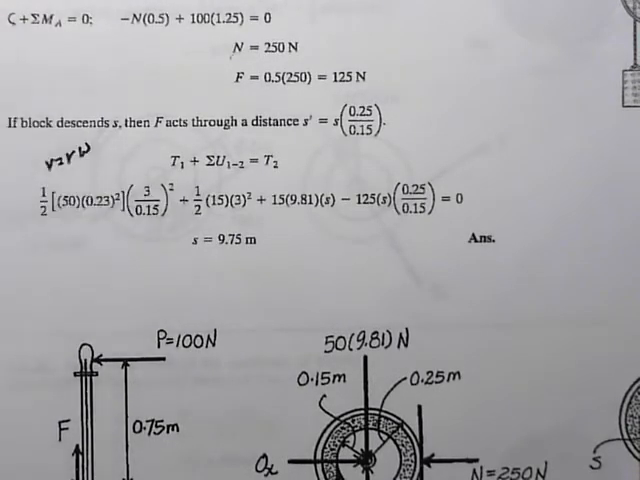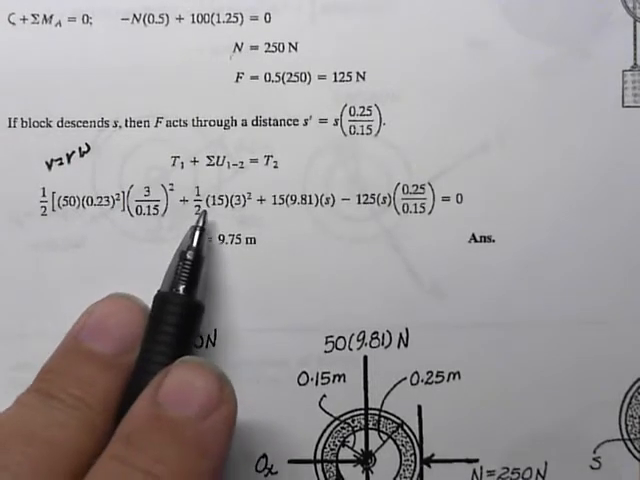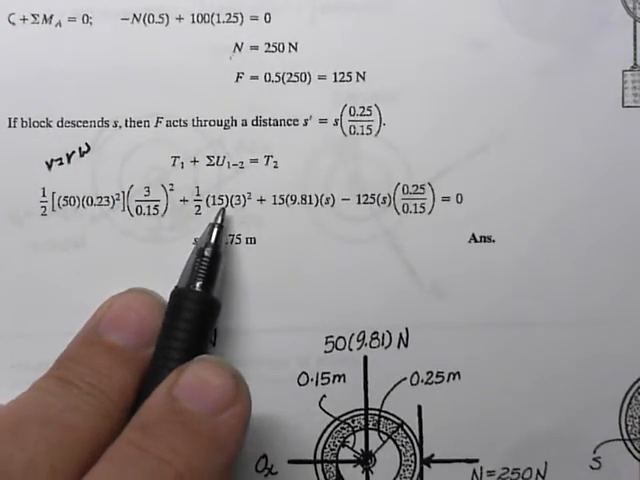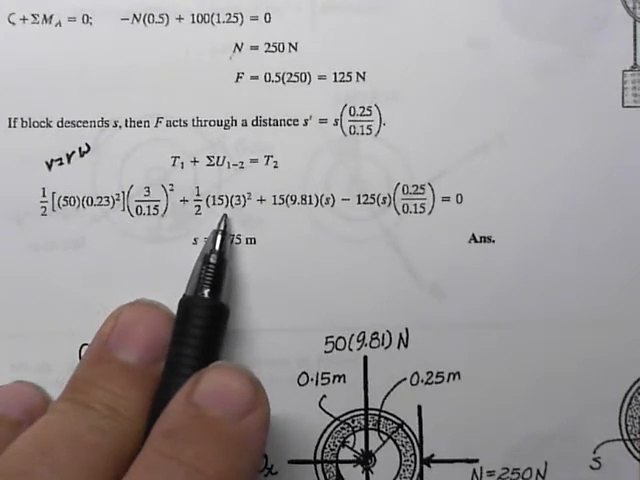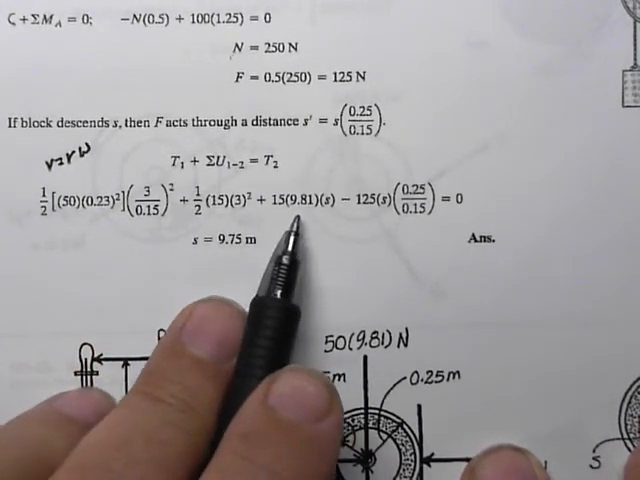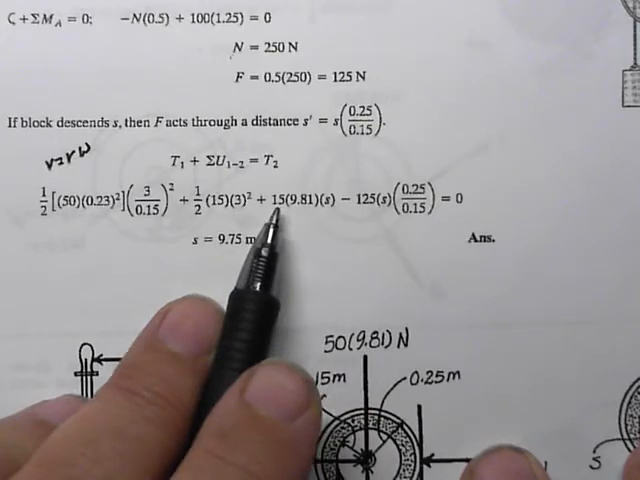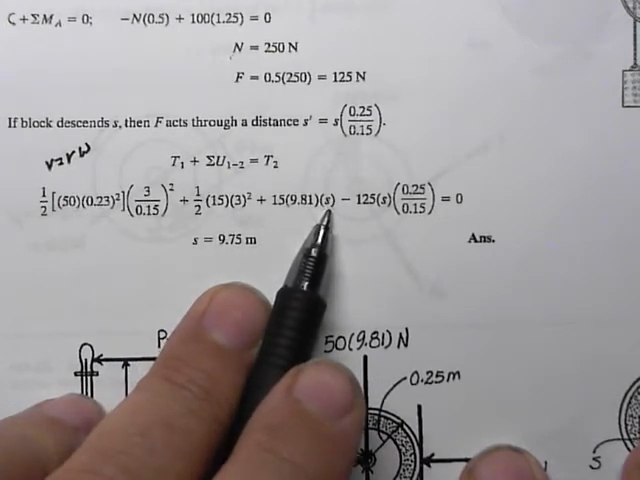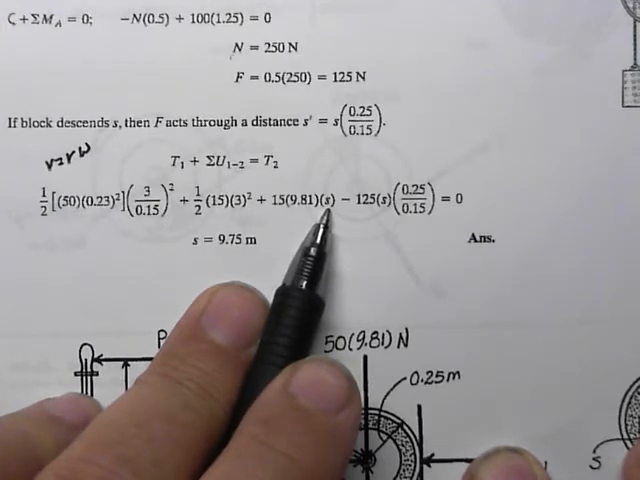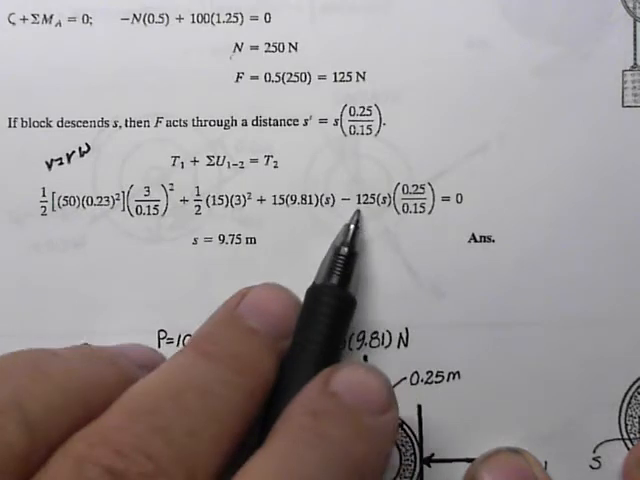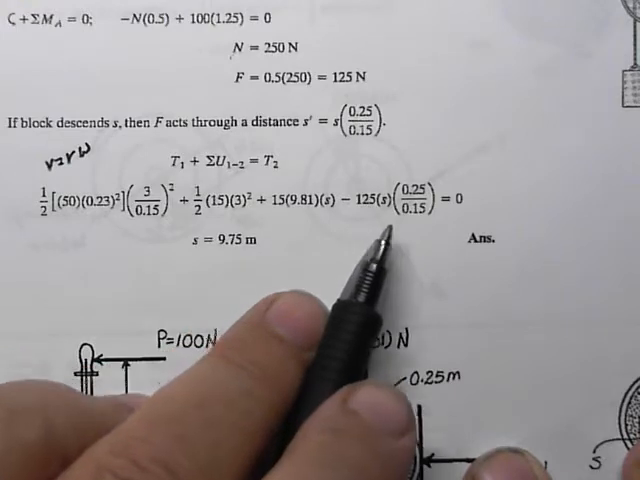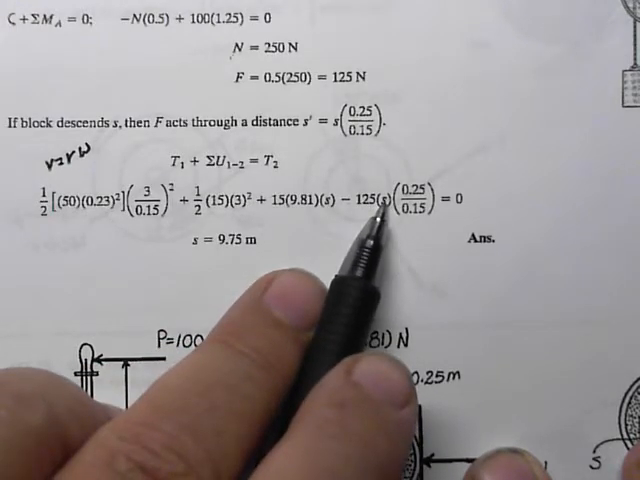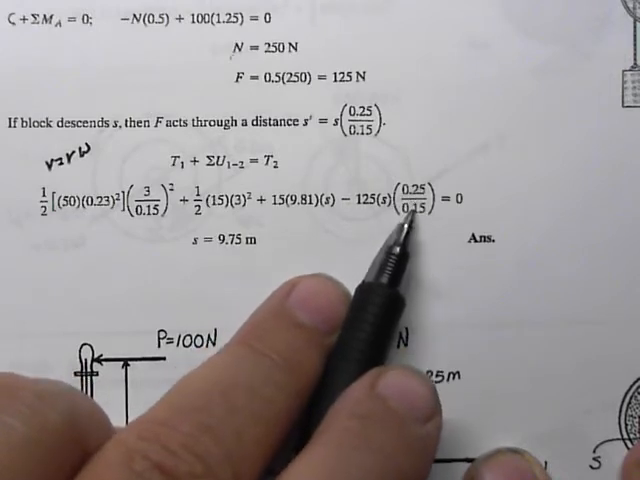So this is a 1/2 I omega squared term, and this is a 1/2 m V squared term, and the mass of that block was given as 15 kilograms. So 1/2 I omega squared plus 1/2 m V squared plus work done by gravity, which is mg times h, the distance that the block falls, being called s in this case. So that's positive work done by gravity. Then we're going to have negative work done by friction, and that's going to be minus 125 newtons of friction force acting through this same distance s, scaled up by a factor of 0.25 over 0.15.